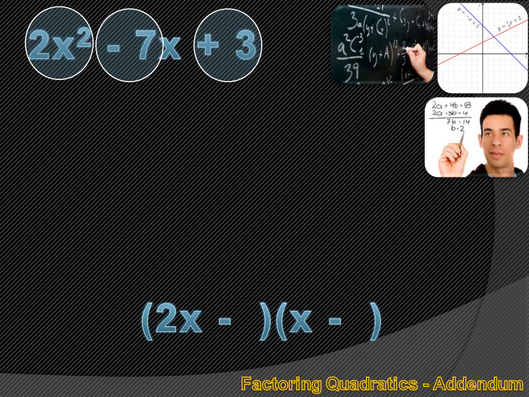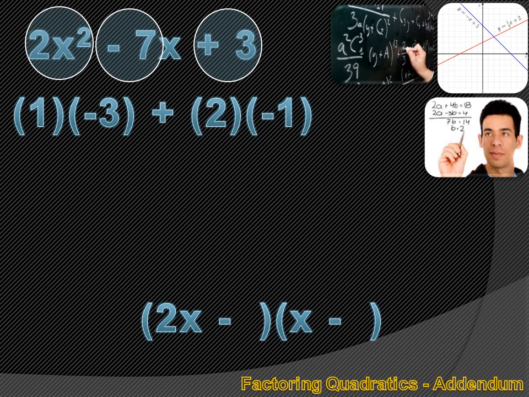So I'm going to have a minus sign in both my first and second brackets. Now I just got to figure out what combination of my a term factors times my c term factors results in a sum of minus 7.